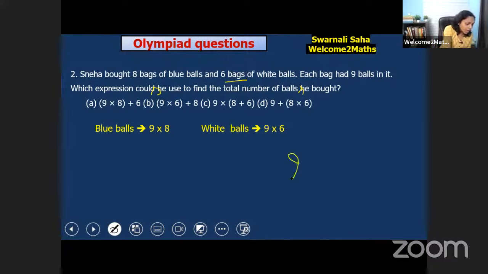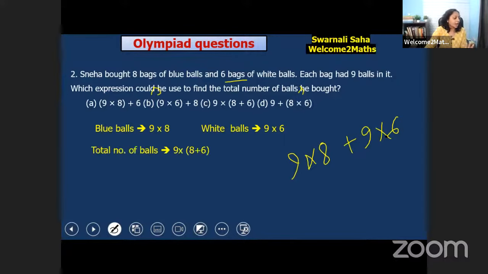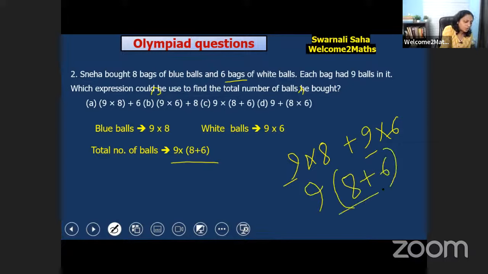Just we will do 9 into 8 plus 9 into 6. We have to add the total number. But here we have to find out just the expression only. So for that, we just have to write the expression, and that is 9 into 8 plus 6, because here is 9, here is 9, and whenever we take common 9, it will only leave 8 plus 6. So it would be the answer 9 into 8 plus 6. So that means C is the right one.